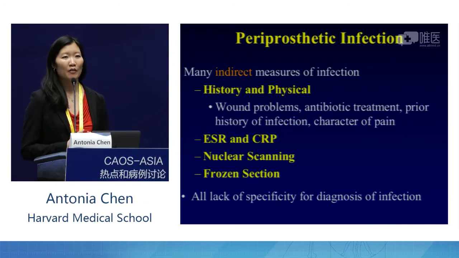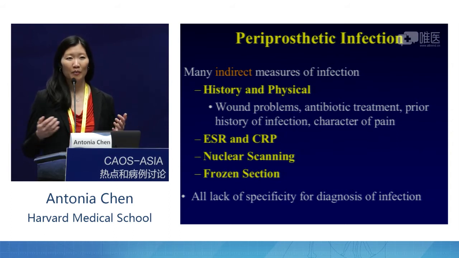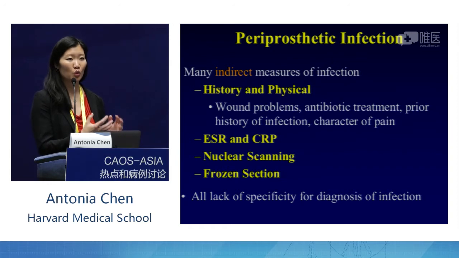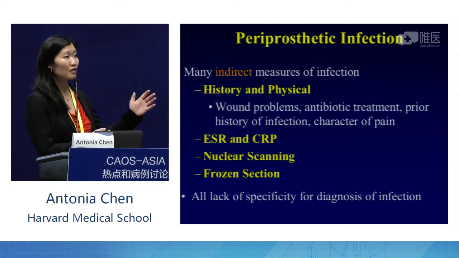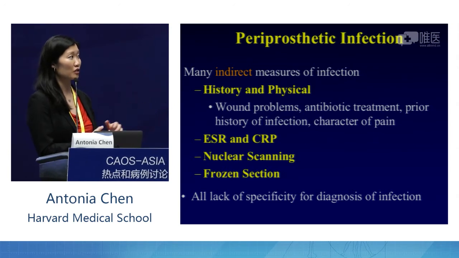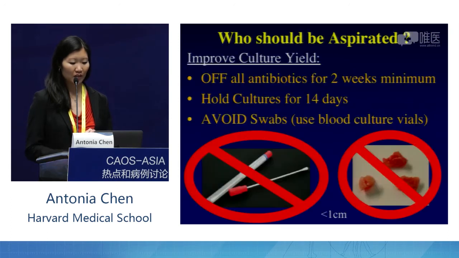Now, how can you tell if a patient's infected? All the surgeons here know that if a patient comes in with a red, hot, swollen knee, they're more likely to be infected. So we look at physical symptoms of patients to see what they're doing. We also have other variables that we can look at.